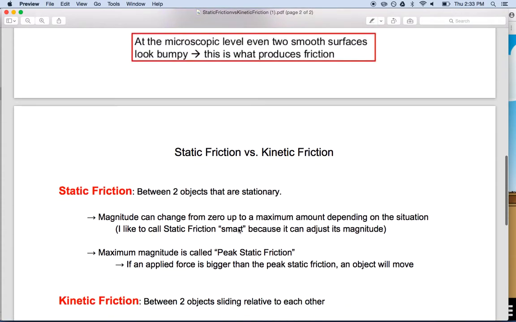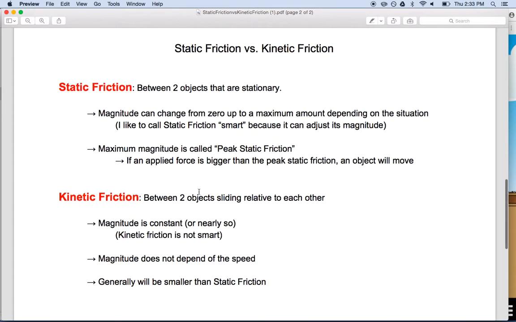Now we can move down here. There are actually two flavors, or two types, of friction that we can talk about. First, there's static friction, which is between two objects that are stationary. Static means stationary, just like we had static equilibrium. Something interesting about static friction is its magnitude can change depending upon the situation. It can start anywhere from 0, and then it gets up to a maximum amount depending on the situation. So I like to call static friction smart because it can adjust its magnitude depending on the situation.